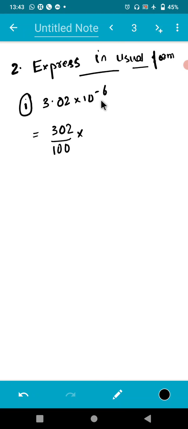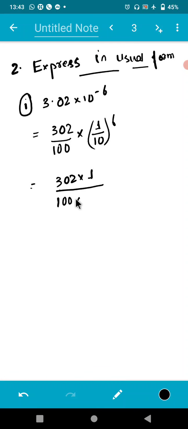We have learned how to do it in the exponential form in the first exercise. So we have to take the reciprocal of 10. What is the reciprocal of 10? It would be 1 by 10, and this will be to the power 6. Now 302 into 1 to the power 6 means what? 1 only, because 1 into 1 into 1 into 1 into 1 is 1 only.